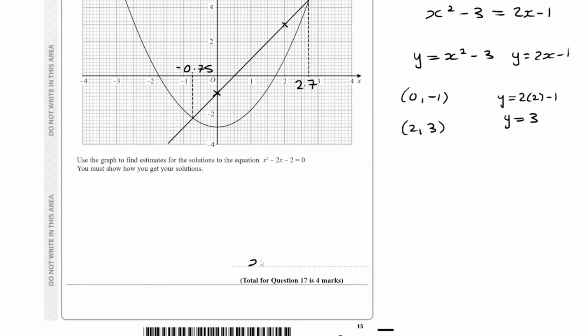So for my solution I put negative 0.75 and 2.7. As I said, you don't need the y solutions because they haven't mentioned in the actual equation that they wanted the y ones. So the range was 2.6 to 2.8, or minus 0.6 to minus 0.8. So anything between those two is fine. You might not get exactly the same as what I've got.